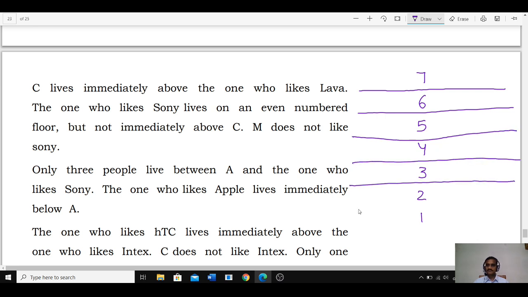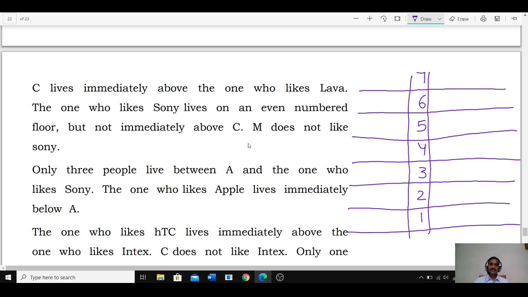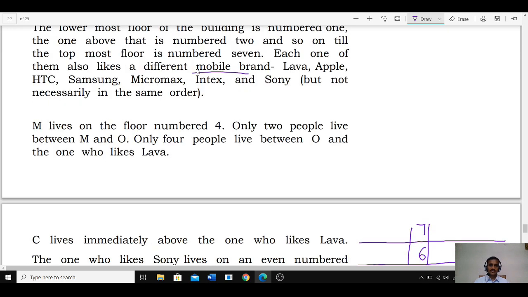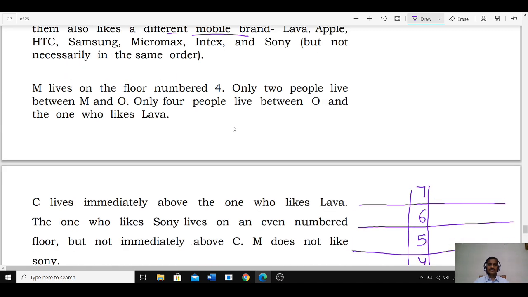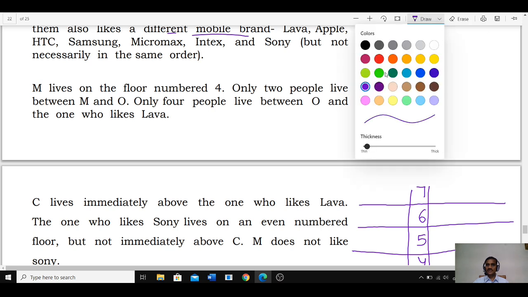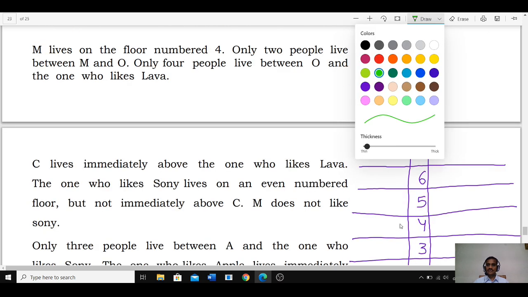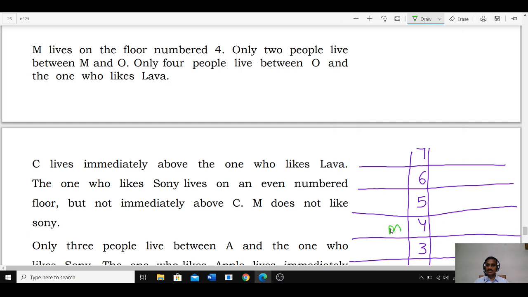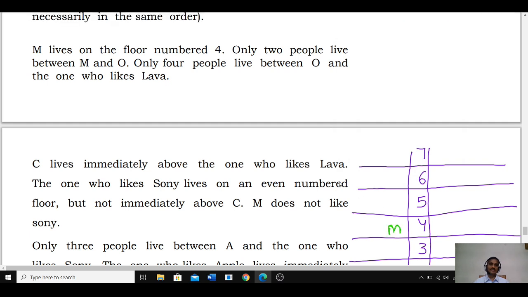At the same time, each one of them likes a different mobile, owns a different mobile. M lives on floor number 4. What is the information we have? M is on floor number 4 itself. As M lives on floor number 4, I am fixing M at this place.